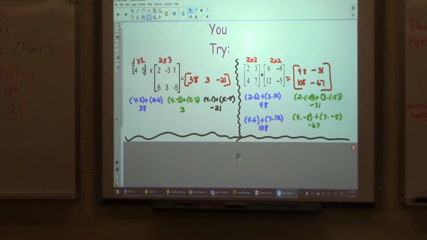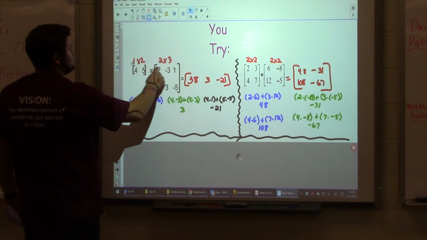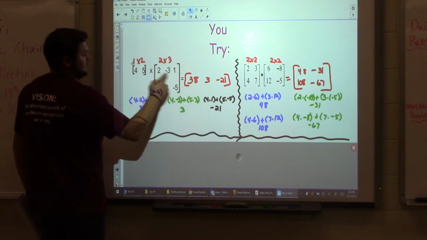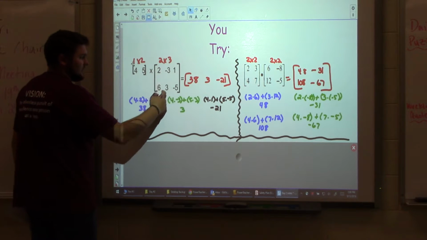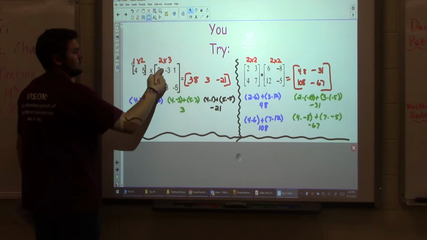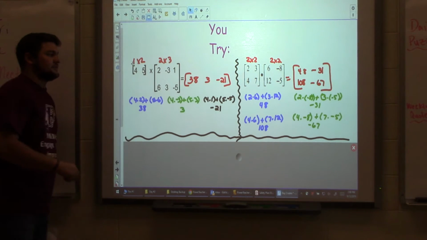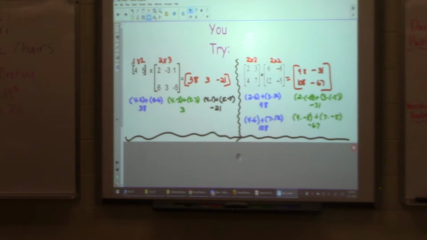All right, first one, a 1 by 2 matrix times a 2 by 3 matrix. 2's in the middle, so I know I can do that. Ends up being a 1 by 3 answer matrix. Take a row times a column, a row times a column, row times a column. Take all three, your answers, you got 38, 3, negative 21.